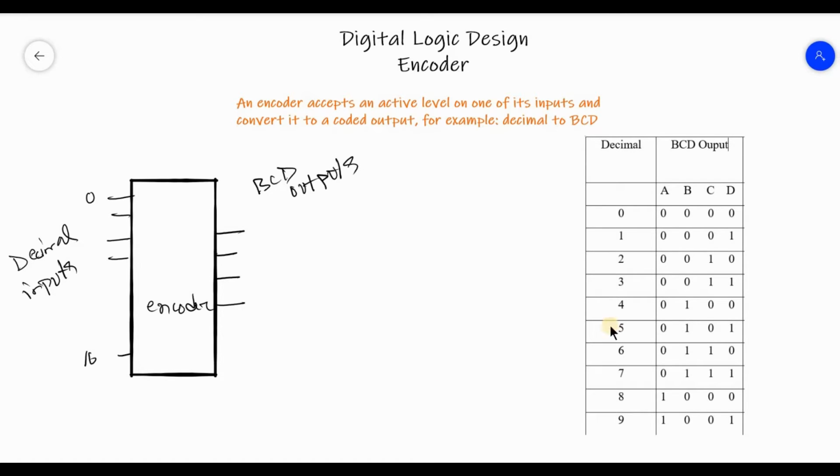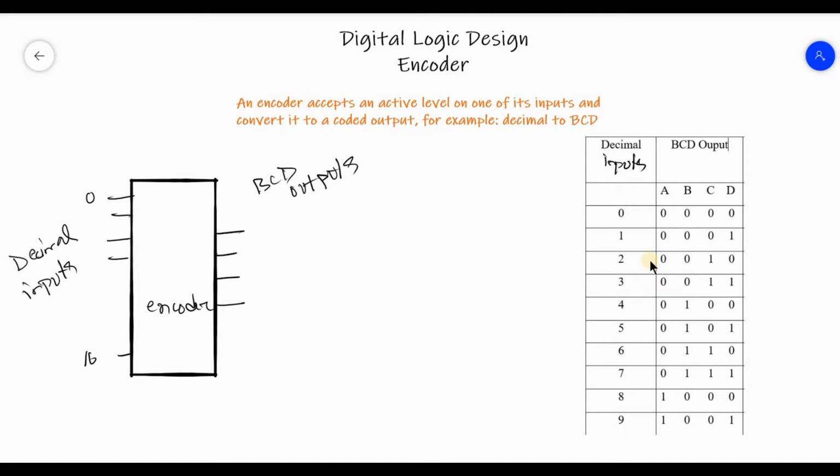So if you see on the table that is given on the right side of my screen, we have the decimal inputs 0 to 9, and the encoder will be able to produce BCD outputs. So whenever we give 0, we'll get 0 0 0 0 output from our encoder. Whenever we give decimal 1 input, then we'll be able to get 0 0 0 1 as the output sequence, and in this pattern we will get the subsequent binary output for any of its decimal input.